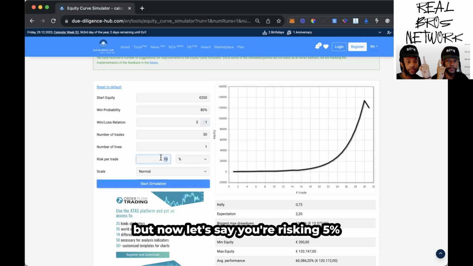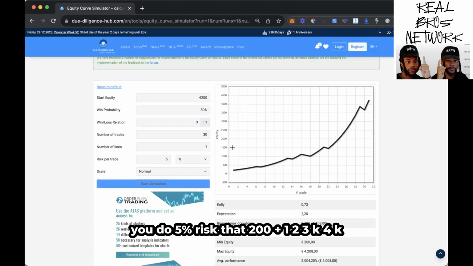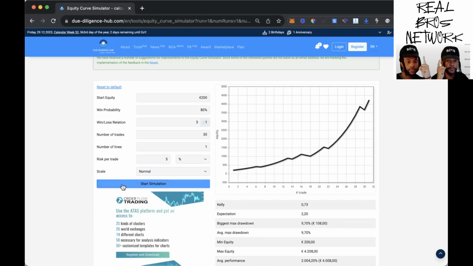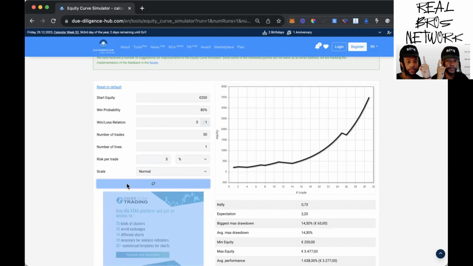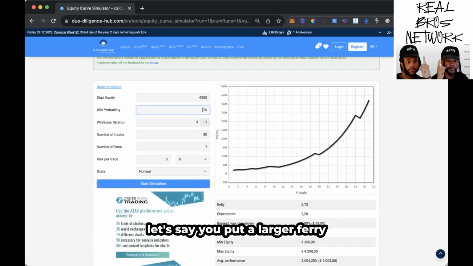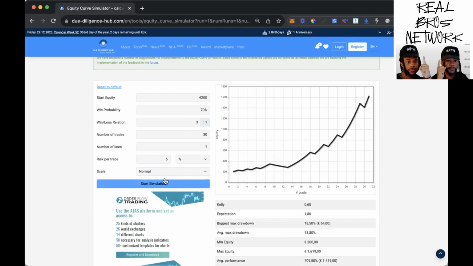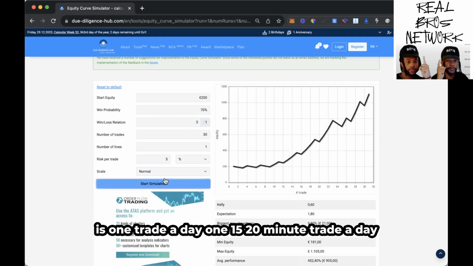But now let's say you're risking 5%. You don't want to risk 10%, it's too risky. With 5% risk, that $200 went to 3K, 4K. It never drew down. Now let's say you put in a margin for error. What if it's only 70%? That $200 still went to $1,600. Just 1 trade a day, a 15 to 20 minute trade a day.